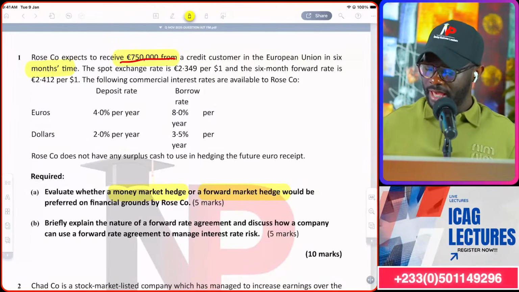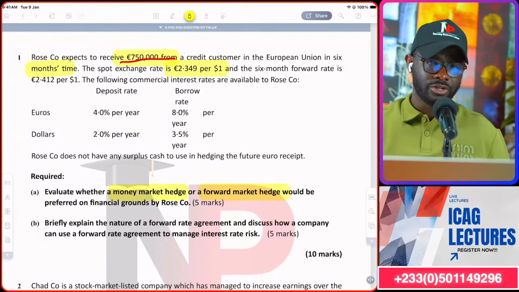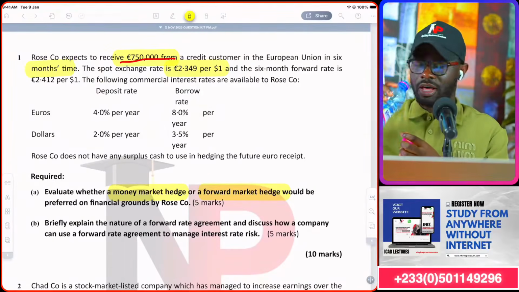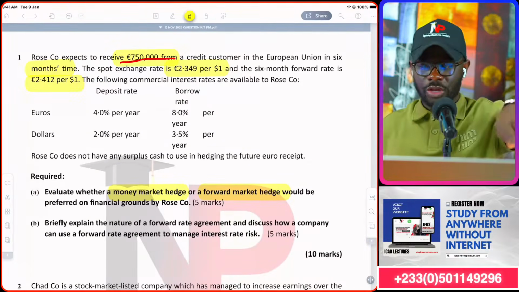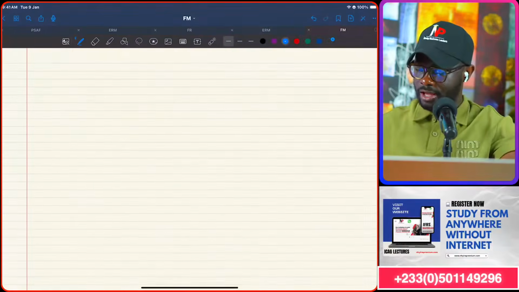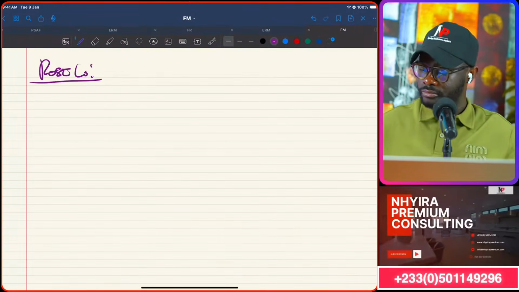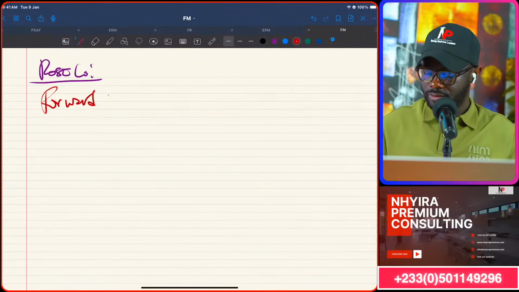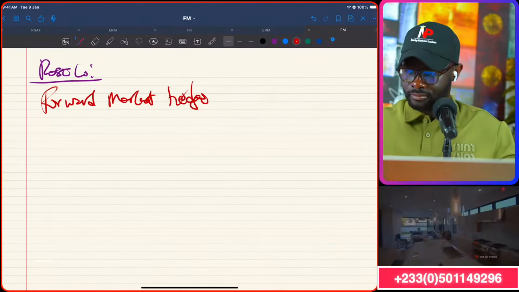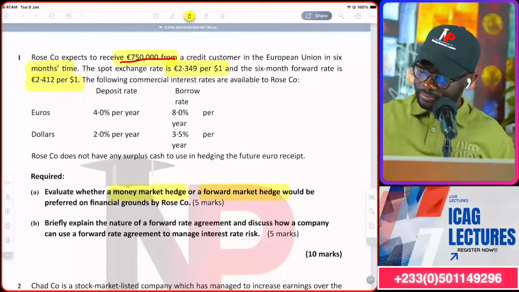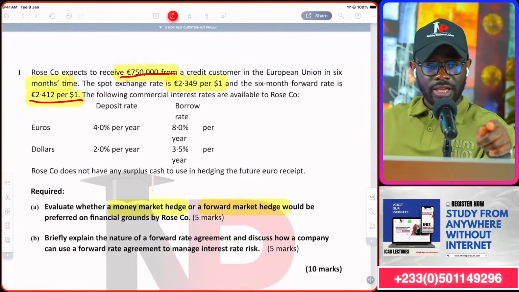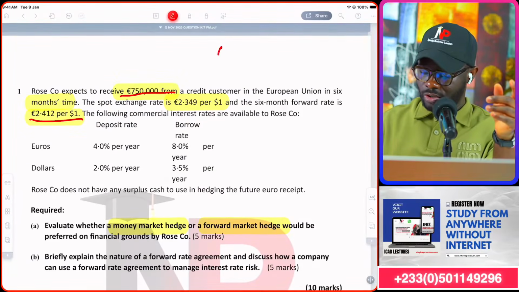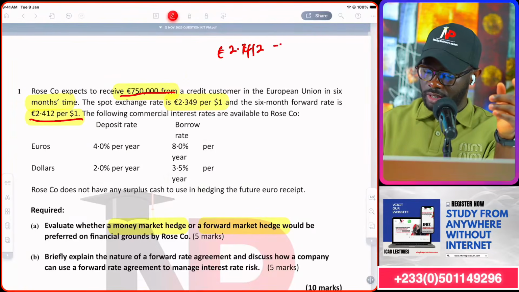The spot rate currently is 2.349 euros per dollar. And the 6 months forward contract is this. So it means we can do the forward market hedge right now. For Rose Co, forward market hedge, we don't have to do any calculation. So if in 6 months' time the rate is this, then how much are we going to get? So if $1 is 2.412 euros, then how much will it be? Because you have to know whether you're going to divide or multiply, right? So 2.412 euros equals $1. So 750,000 euros will be what? So we're going to divide.